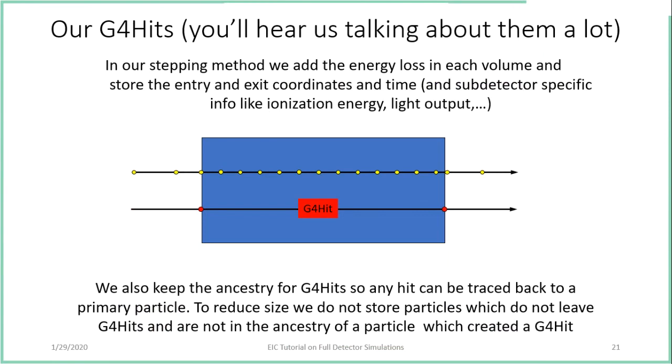We can store detector-specific information. For example, for calorimeters, for scintillators, you want the ionization energy or the light output. For the absorber, you really don't care. You won't even get any light output. For tracking detectors like a TPC or the silicon, you want the momentum at the exit point to basically see how well you reconstruct that. So every detector has specific information you want to save. Our hit structure is flexible enough; we can do that.